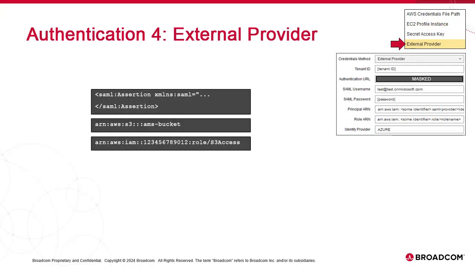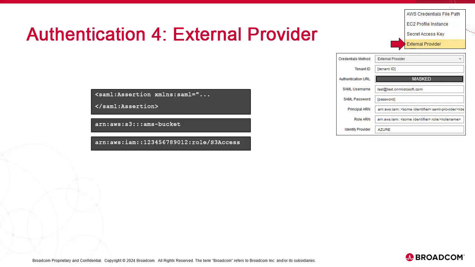The last method is external provider. This is appropriate for situations where access must be granted to third-party systems via single sign-on technology. Basically, you're trying to run everything through a single identity manager. Automic only supports Microsoft Azure and Entra.